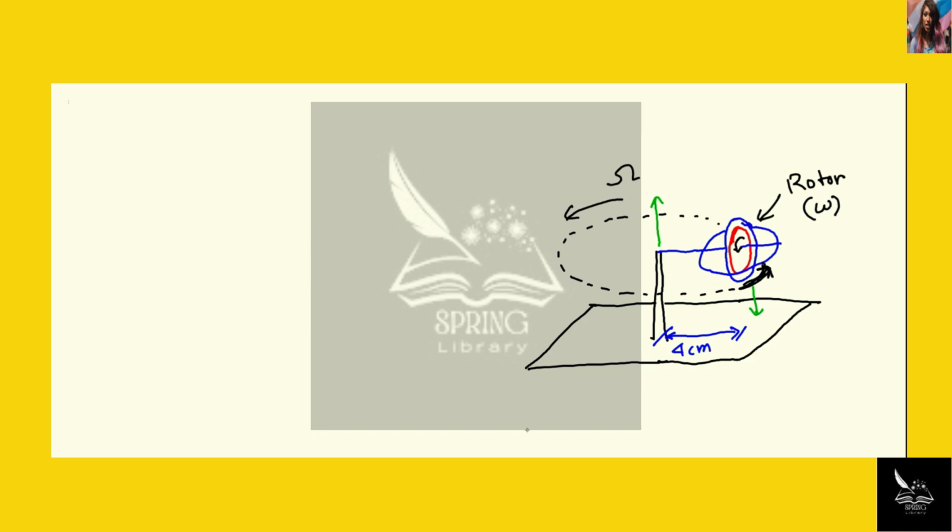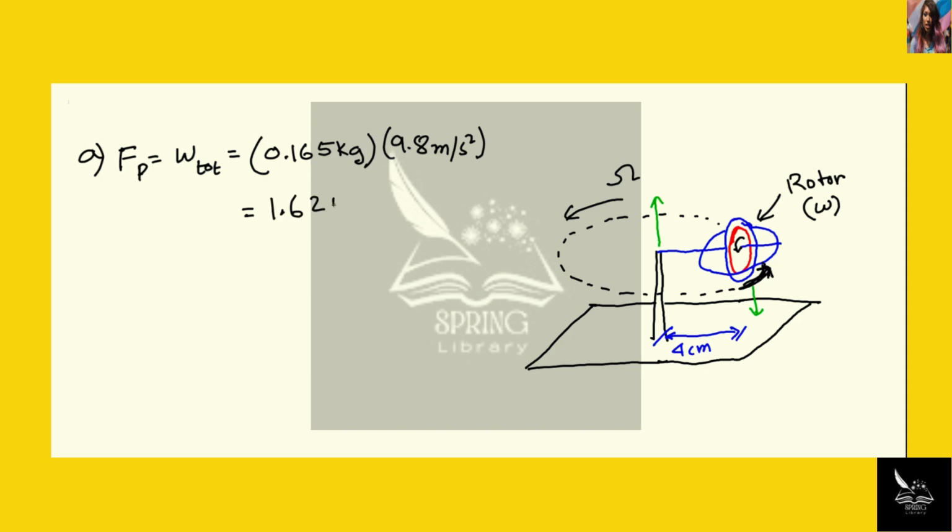So that means the force acting on the pivot point will be, let's say, Fp, which is equal to the weight of the rotor, or let's call the total weight, which is 0.165 kg times 9.8 meter per second squared, which gives us 1.62 Newton.